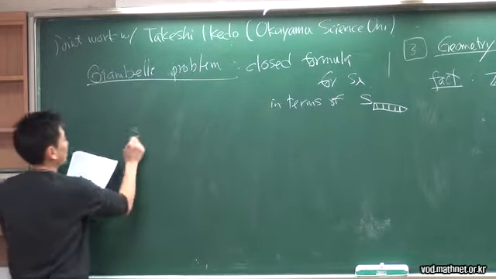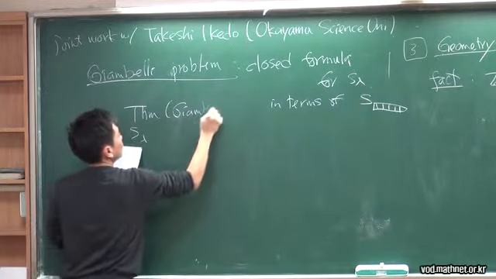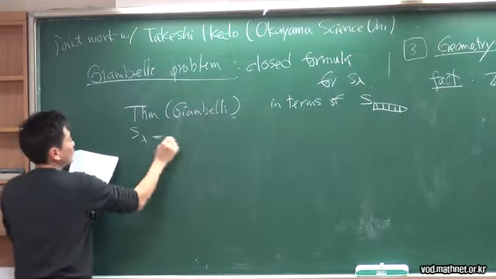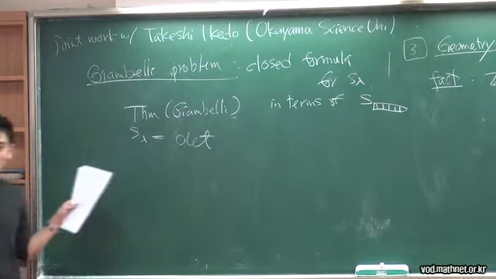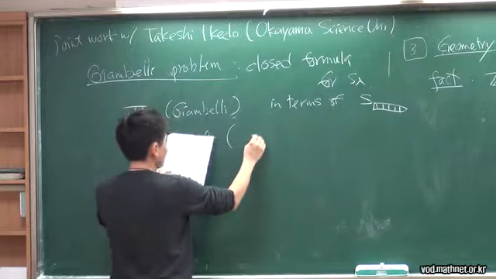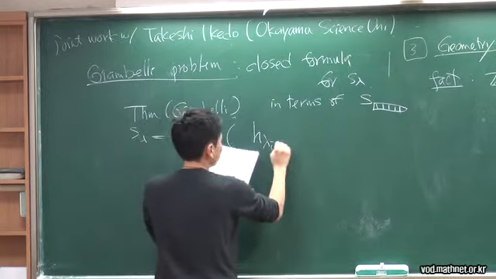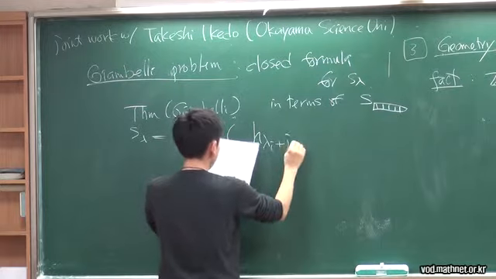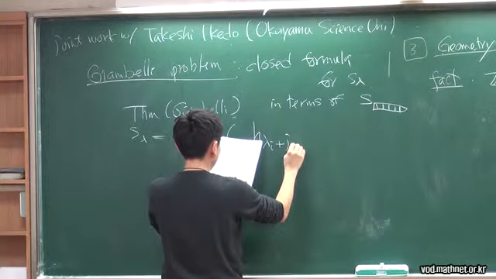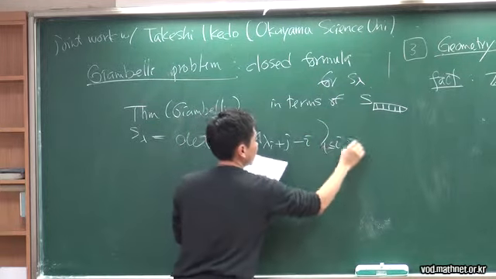So let me just write it out. So this is the theorem. It's written by a determinant. And the entry of the determinant is h lambda i plus j minus i, where i and j vary from 1 to d.